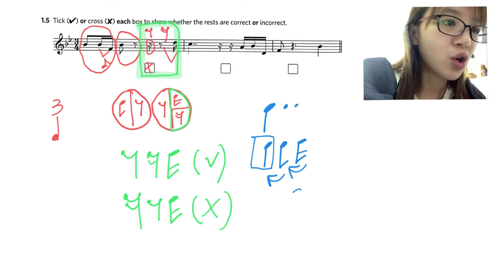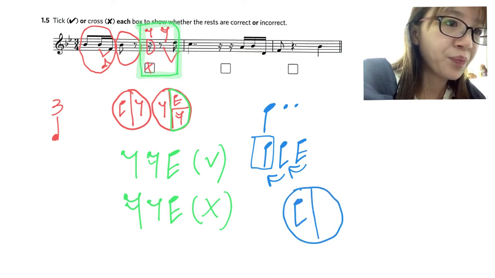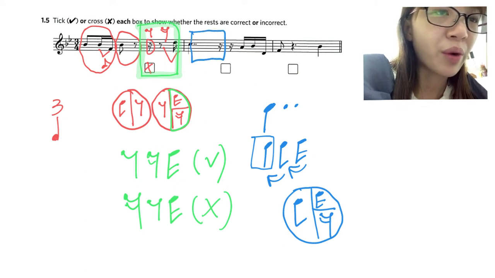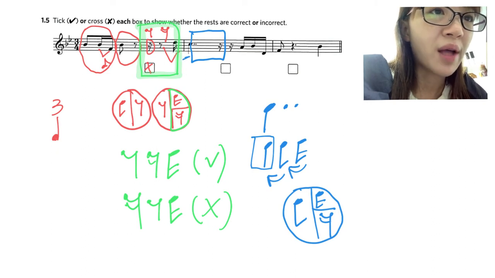Same thing, go to the rule that we used just now. You already have a quaver, you have a semi-quaver. The next one should be followed by a semi-quaver. Yes, this is correct. So from here to here is correct. So this is 1. This one is another group.